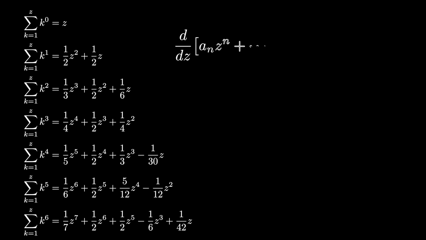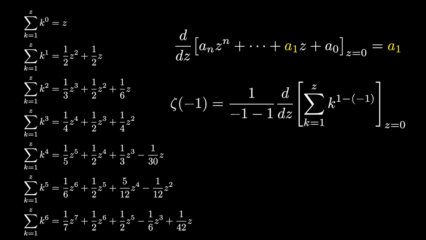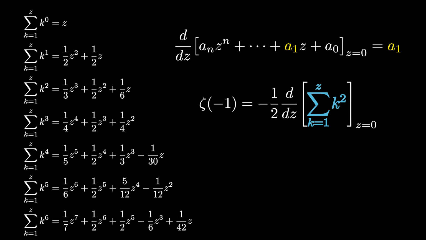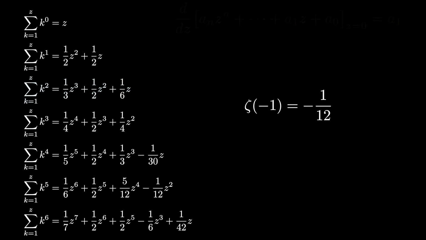Clearly, the derivative of a polynomial evaluated at 0 is just the coefficient of z, the linear coefficient. So to find zeta of negative 1, for example, we just observe that we need the derivative of the sum of k squared. That sum is a polynomial whose linear coefficient is 1/6. So, by substituting that in and simplifying, we can see that zeta of negative 1 is negative 1/12.